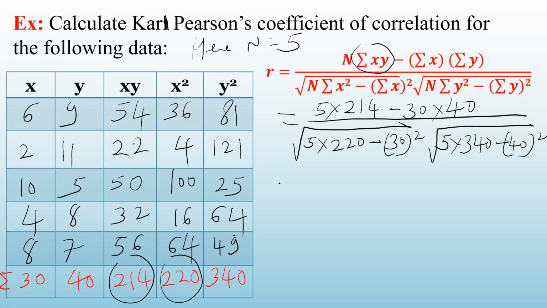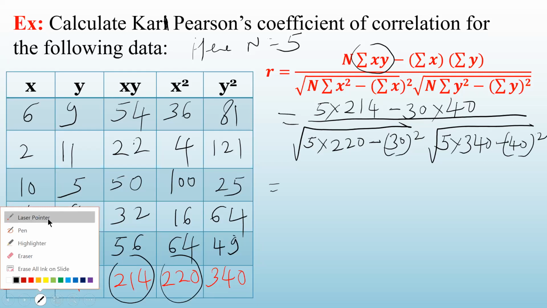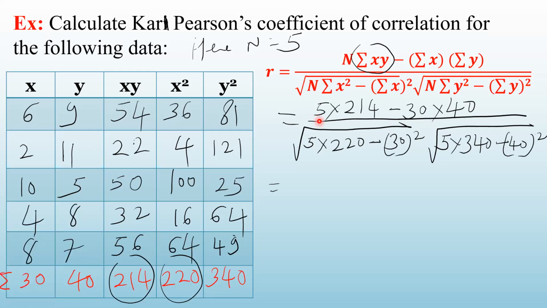See what I've done. Capital N is 5, summation of x into y. So look at the x into y column. What was its summation? 240. So 240 minus summation of x, it was 30, summation of y values is 40. So 30 into 40 divided by square root of capital N is 5. This is summation of x square, so sum of x square values. This is the column for x square. You want the sum of this, that is 220. So 5 into 220 minus, what is this?